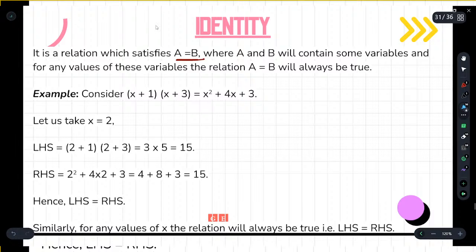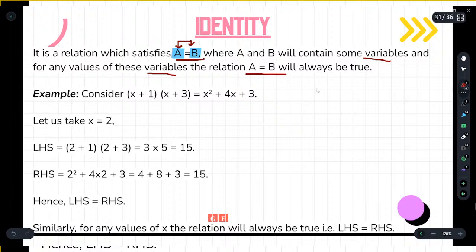What is the identity of an algebraic expression? That expression itself, right? So if there is an expression A and there is an expression B and both of these are equal to each other, that means they are necessarily the same algebraic expressions. Okay, they might look different but they are basically the same. It is a relation which satisfies A is equal to B, where A and B will contain some variables and for any values of these variables, the relation A is equal to B will always be true.